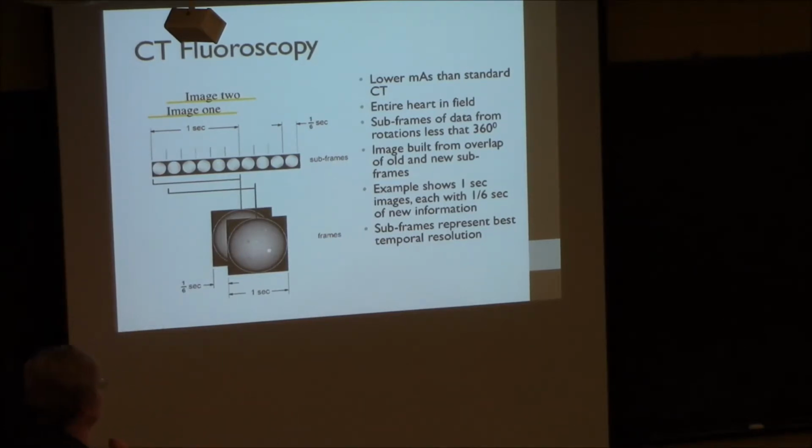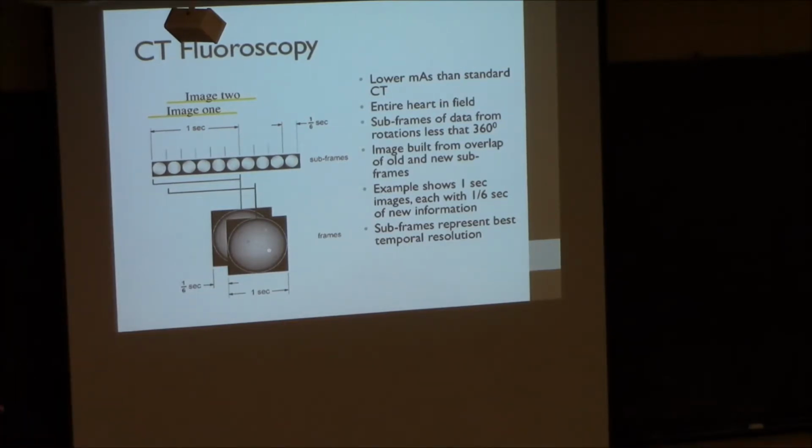But it did some really nice things. You can do what they call CT fluoroscopy on the heart. You can basically go around once and acquire frames and just build up more and more frames on one pile around. So in 1 second, you can get a set of images that are separated by a 1/6 of a second just by using part of the data as you're going around.